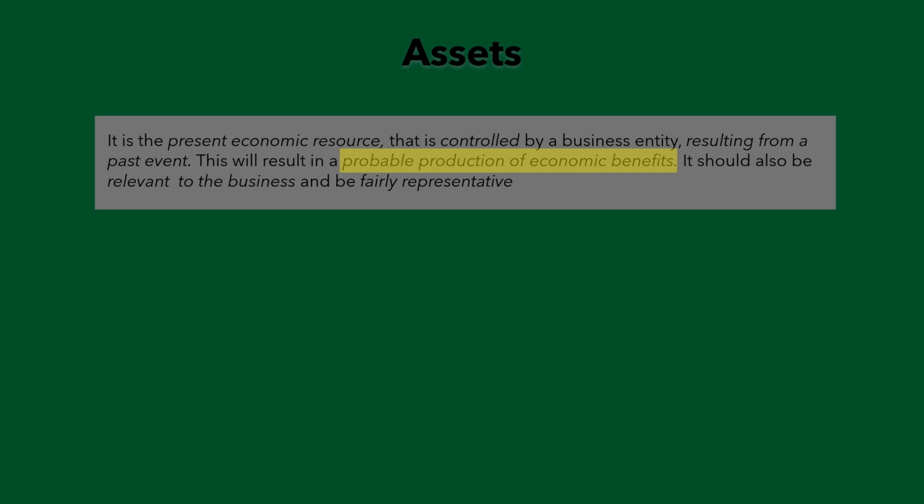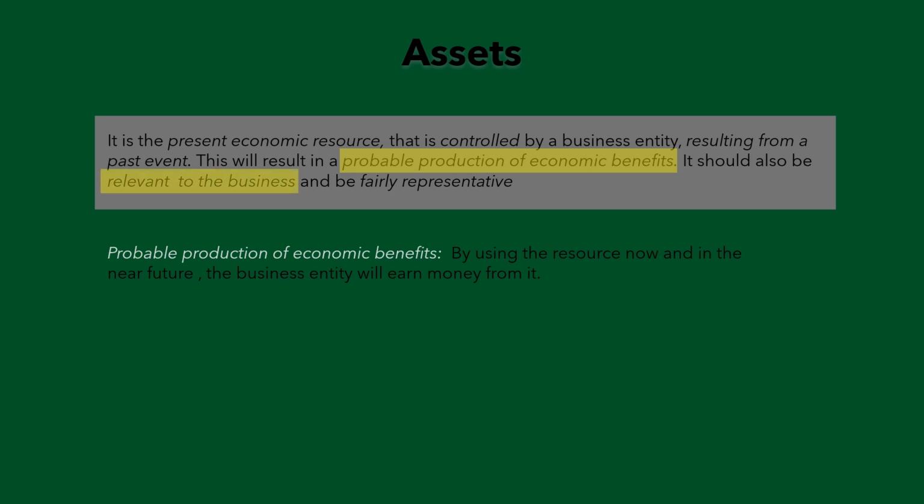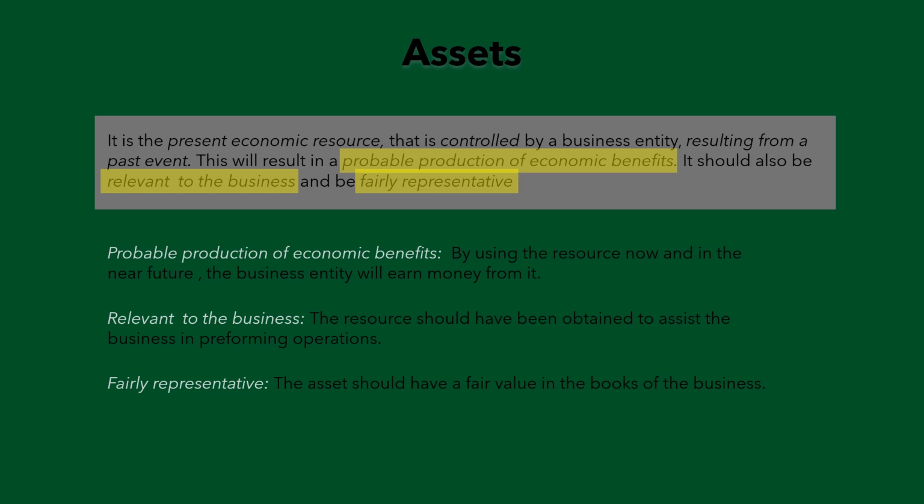Probable production of economic benefits. By using the present economic resource for the near future, the business entity will earn money. For example, you bought that vehicle, now you're making deliveries with it, and that will earn you money. Then, relevant to the business, the resource should have been obtained to assist the business in performing its daily operations. And then, fairly representative. The asset should be fairly represented in the books of the business. They should have a fair book value.